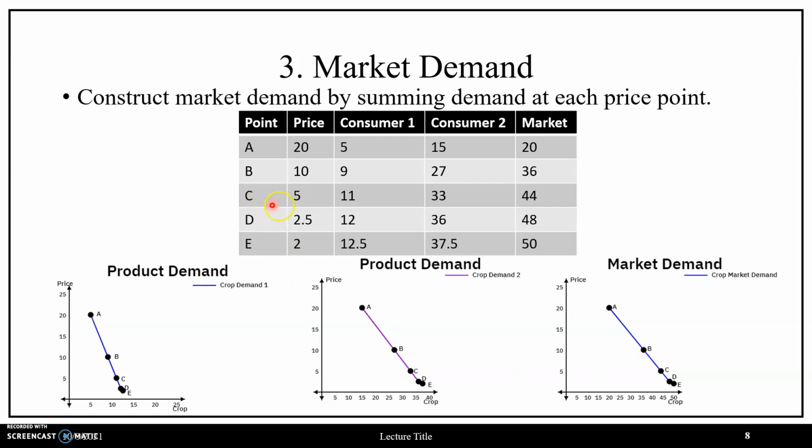Repeating for C, at a price point of 5, summing across 11 and 33 for consumer 1 and 2, we arrive at a market demand value of 44.